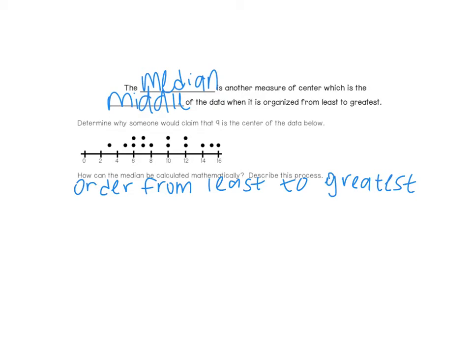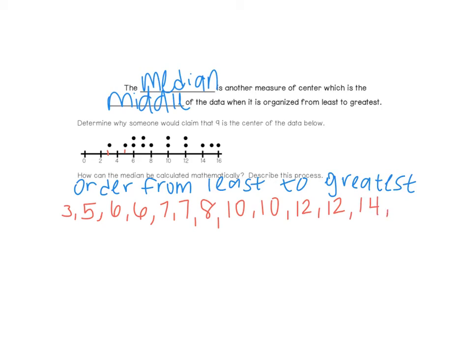All right, so if I arrange these numbers from least to greatest from this graph below, I have 1, 3, because it's right here. So we have 3. Then we have 1, 5. We have 2 6s, so I'm going to list that twice. We have 2 7s. We have 1 8. 2 10s, 2 12s, 1 14, 1 15, and 1 16.